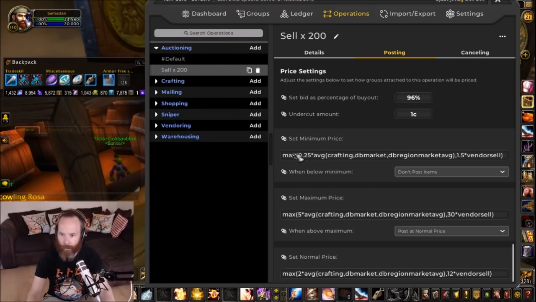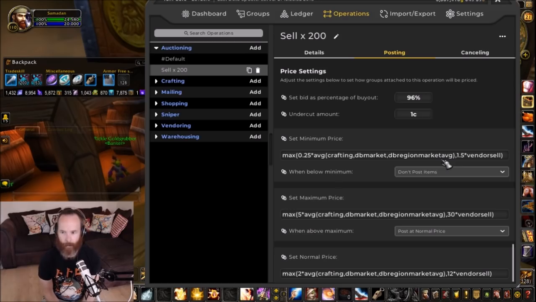So you don't really need this one at this point, because obviously vendor sell is something to bear in mind, that you don't want to sell something for more than you could possibly sell it for at a vendor. But you could simplify this. Just when you're starting out, I'd really recommend simplifying your operations, because it helps understand all the different pricing sources. So what I would look at here is basically 2 different things. There's the DB market and the DB region market average.